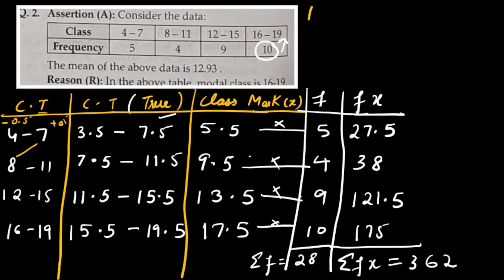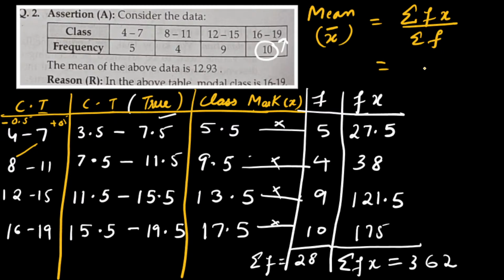Direct method's formula. Mean we can write by x bar. This is the symbol we can use. So the formula is sigma fx by sigma f, so sum of fx by summation of f. Now I can just substitute. So this is 362 and their values as we have calculated here, 362 by 28.